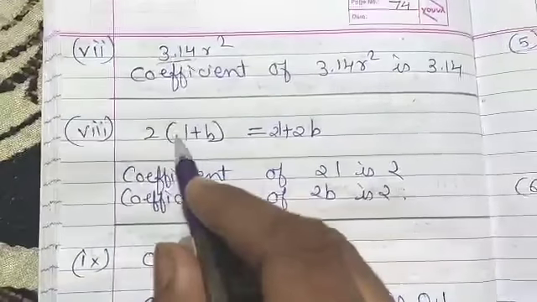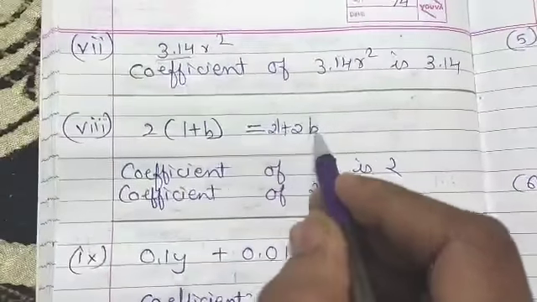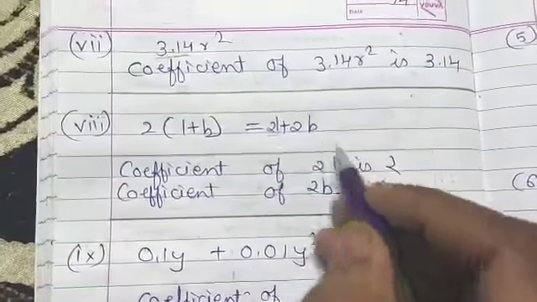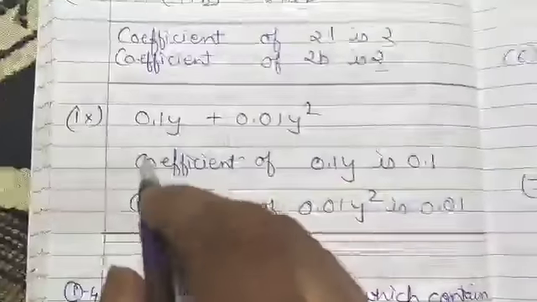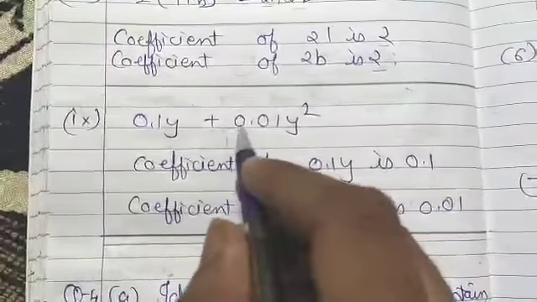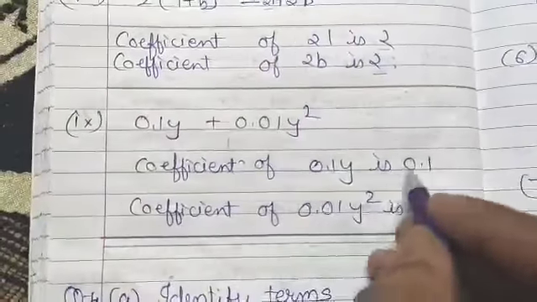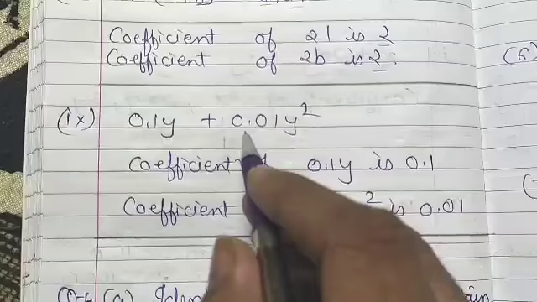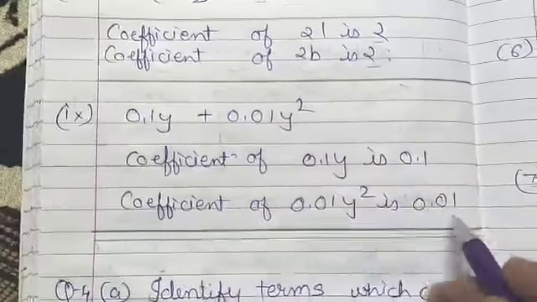Now here 2 in bracket l plus b, so solve it, you will get 2l plus 2b. That means the coefficient of 2l is 2 and the coefficient of 2b is 2. Then the next one is 0.1y plus 0.01y square. Here the coefficient of y is 0.1 and the coefficient of 0.01y square is 0.01.